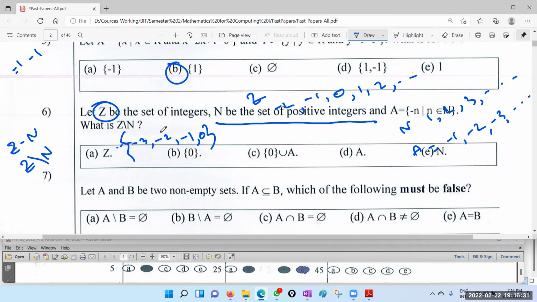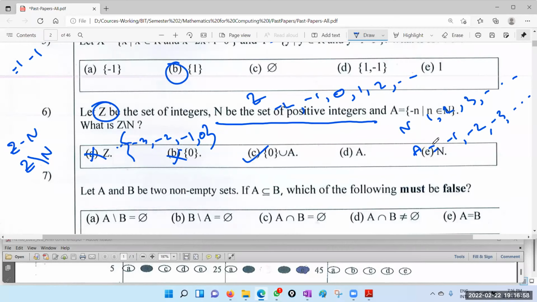Right. So then the answer, definitely it is not Z. Definitely it is not 0. This one says 0 union A. What is A? A is minus 1, minus 2, minus 3, etc. Yes, but you have to have 0 also. Okay, 0 is also included by now. So now we have minus 1, minus 2, minus 3, etc. from A, and when you say union 0, now 0 is also added. Therefore, this is the answer.